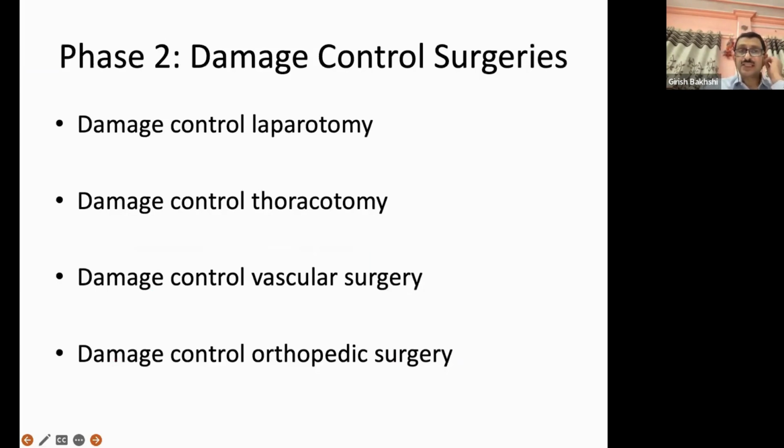The second stage is phase 2, where the patients you have resuscitated in your trauma bay, and now you have shifted this patient to the OR. Initially, what started as only damage control laparotomy, now it has been extrapolated to damage control thoracotomy, damage control vascular surgery, and damage control orthopedic surgery. So the spectrum is becoming wider and wider as our knowledge of damage control procedure or damage control resuscitation increases.